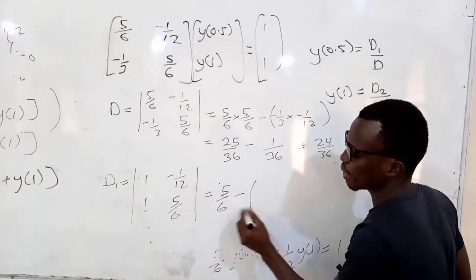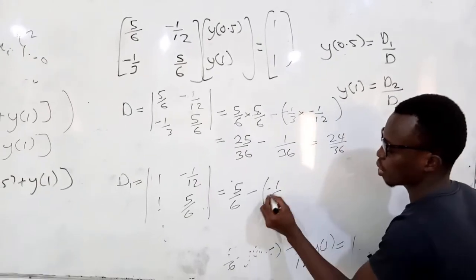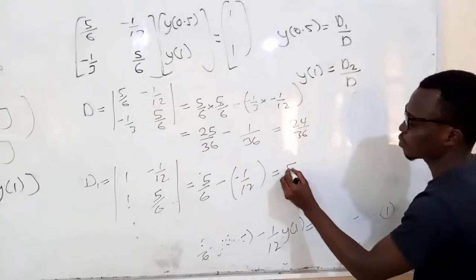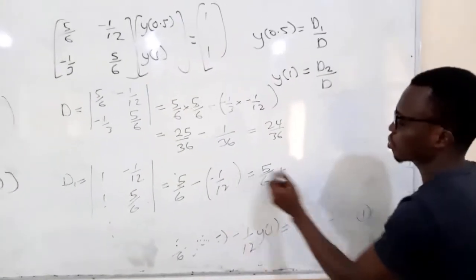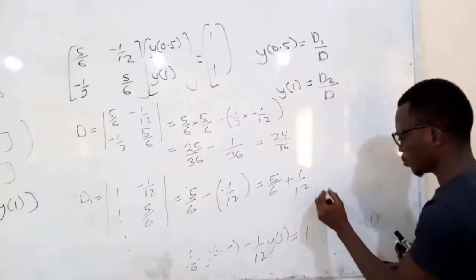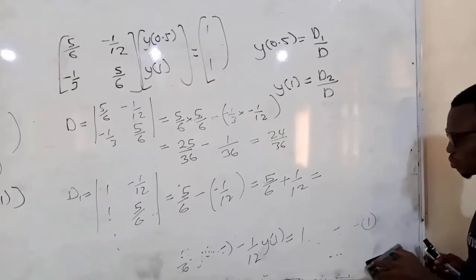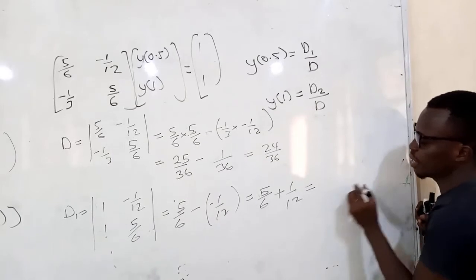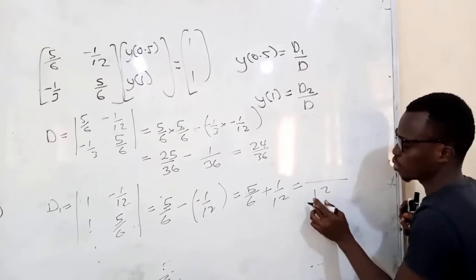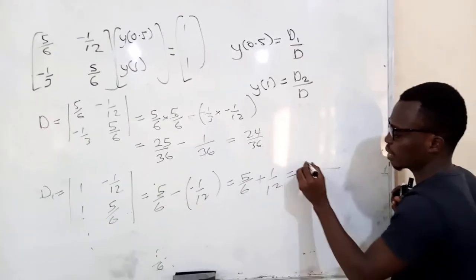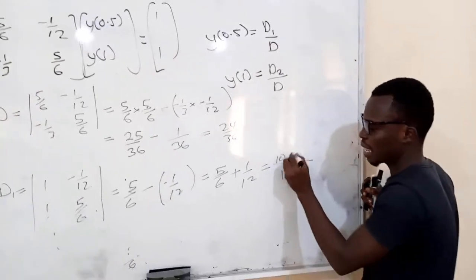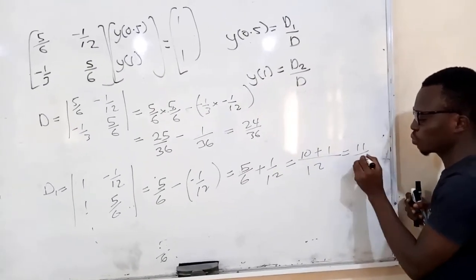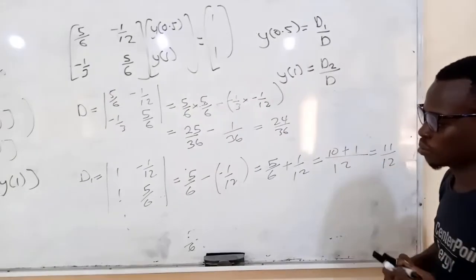So minus into bracket, 1 times minus 1 out of 12. So it is the same as 5 out of 6 plus 1 out of 12, which will be equal to, the LCM here is 12. Then 6 going to add 2 times, so 2 times 5 is 10. So plus 1, I'm going to get 11 out of 12 for D1.